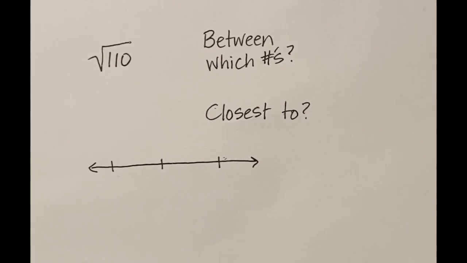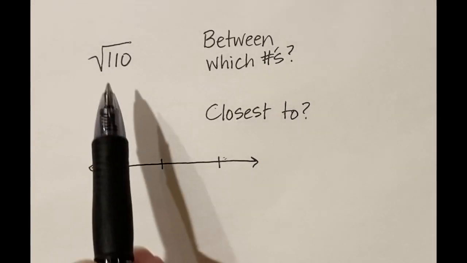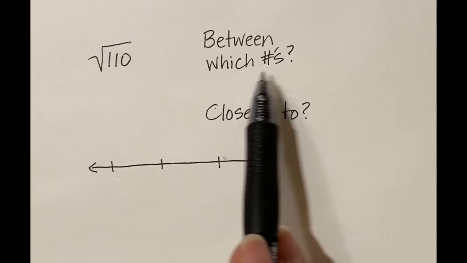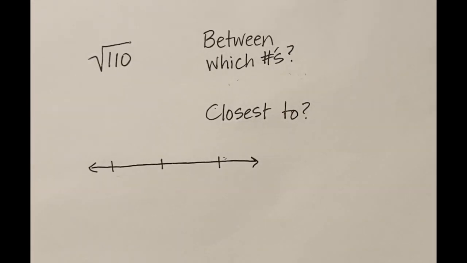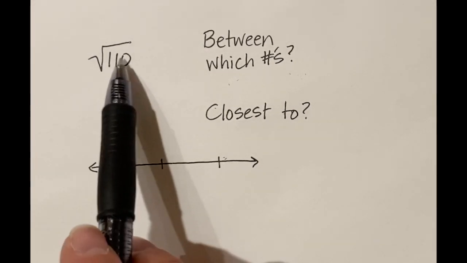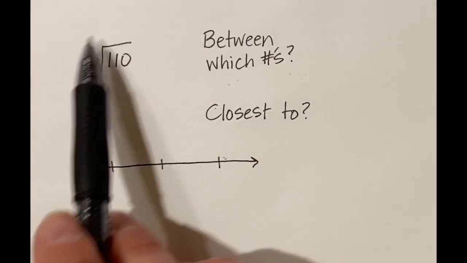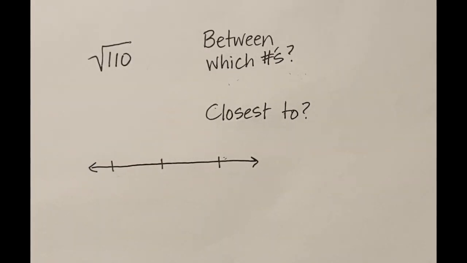Today we're going to look at square roots that are not perfect squares, and we are going to decide which two integers that number lies between and which one it is closest to. It's not so easy to figure out when you're not really sure what this is, but we have our knowledge on our side because we have been practicing at least the first 12 perfect squares.